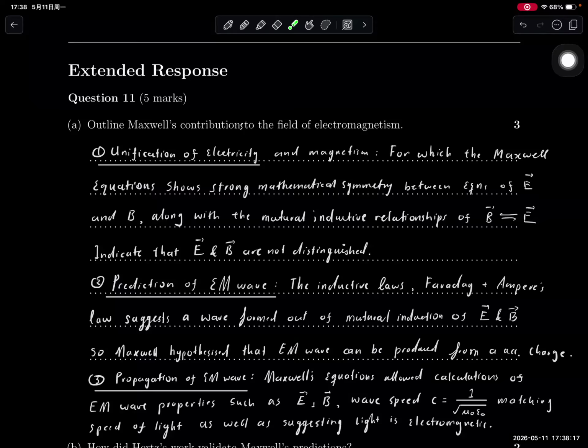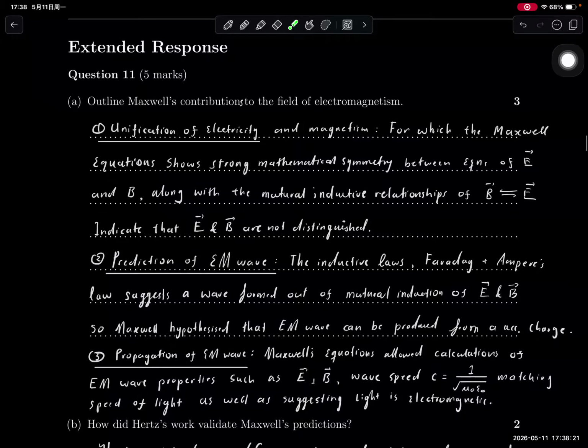Their representation, they're representing one thing differently. The second contribution is where he used the inductive laws and thought of this continuous self-sustaining electromagnetic wave pattern. He thought that if you have an accelerating or oscillating charged particle, that would create a continuously changing electric field, which would induce a continuously changing magnetic field, and vice versa. You just get this electromagnetic wave.